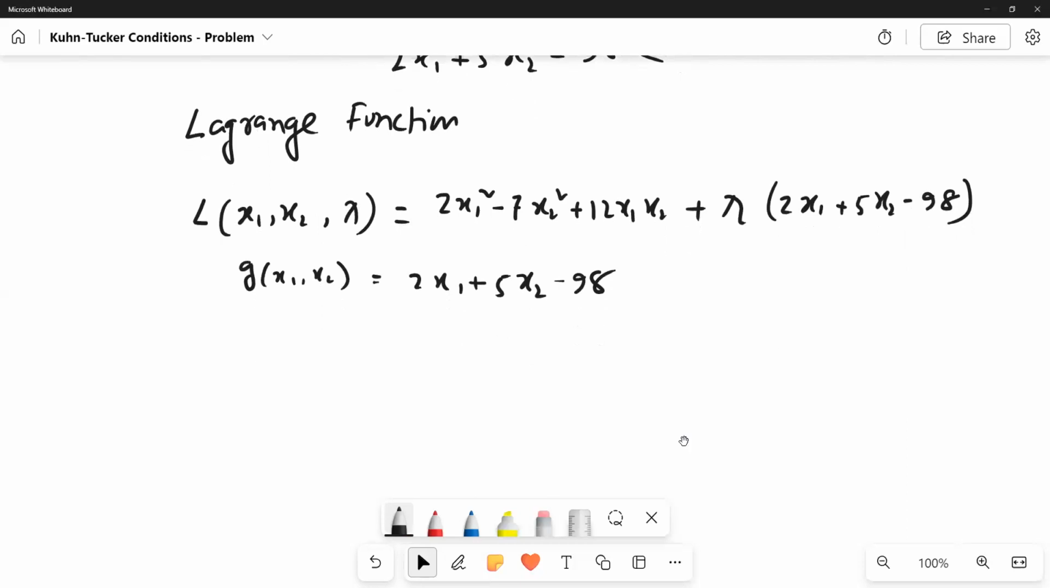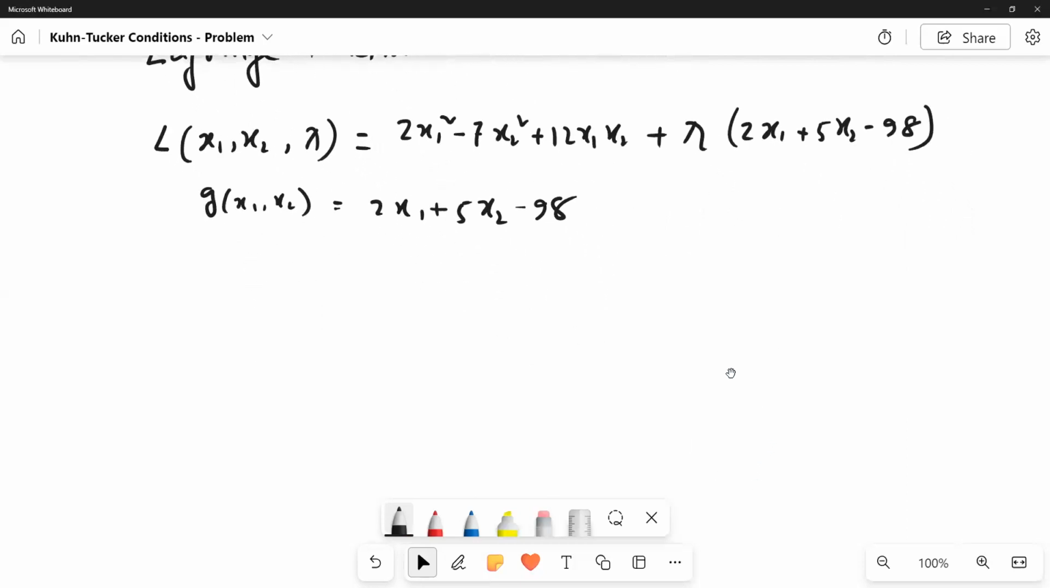So we now start finding the derivatives. So now dL by dx1. First with respect to x1, then with respect to x2.